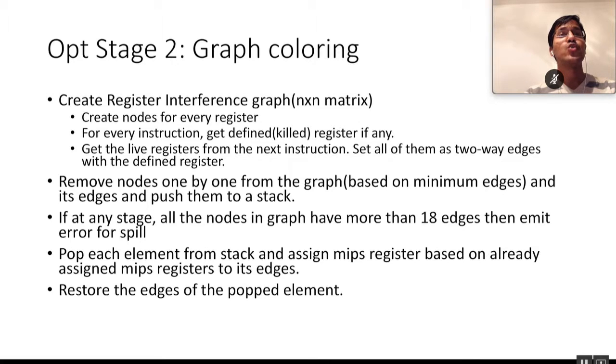If I'm able to remove all the nodes, then I'm good. But if at any stage I find that all the remaining nodes in the graph have more than 18 edges, which is the number of MIPS registers I have, then I emit an error for spill. Once done, I pop every element from the stack and assign MIPS registers to it.